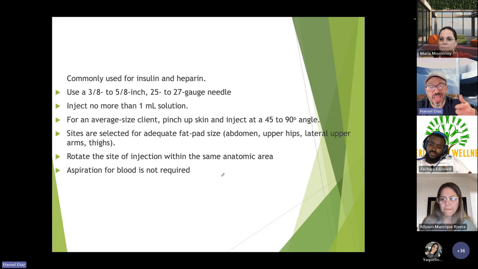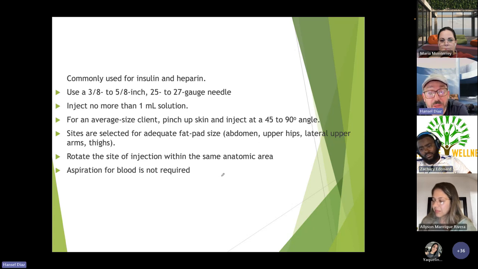It's a syringe. So when you inject that, you're looking for the fat in the belly and you go 90 degrees. No matter how deep you go, your needle is going to be 3/8 to 5/8 inches, 25 to 27 gauge. So it's a fine needle, a short one. You won't be able to pass subcutaneous tissue.